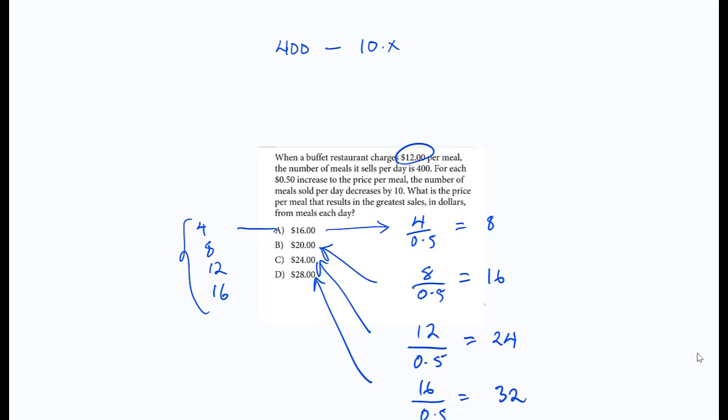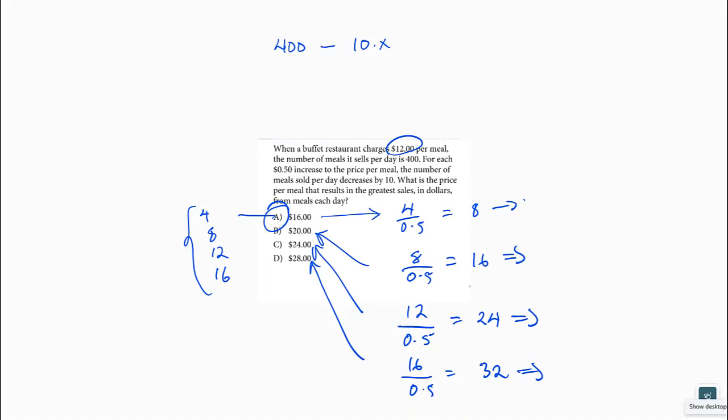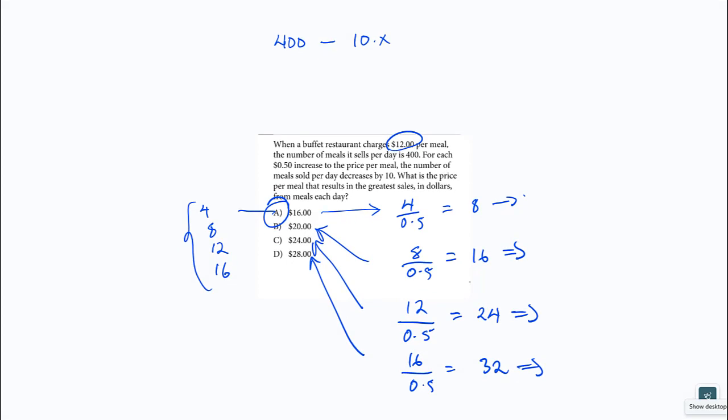So we know now that these represent the number of 10s that we need to decrease the total sales of 400 by. This is going to represent how much we're going to be decreasing 400 by. Since this is the number of 50 cents within each of these increases, this is simply going to be 80.